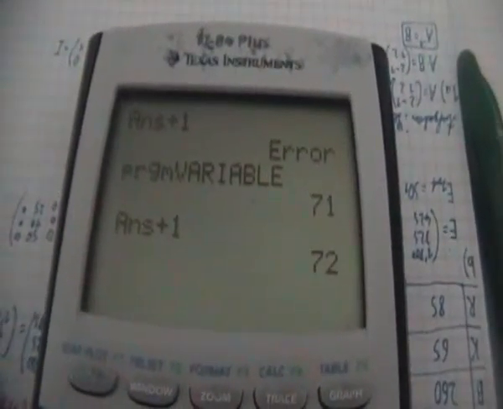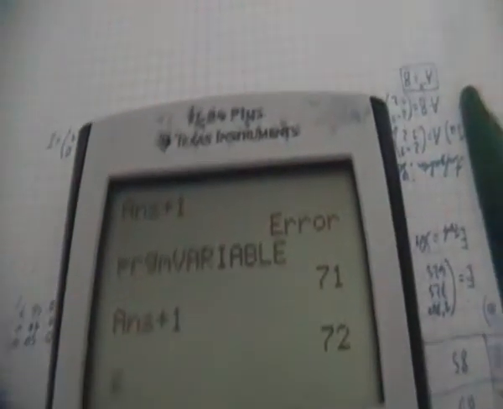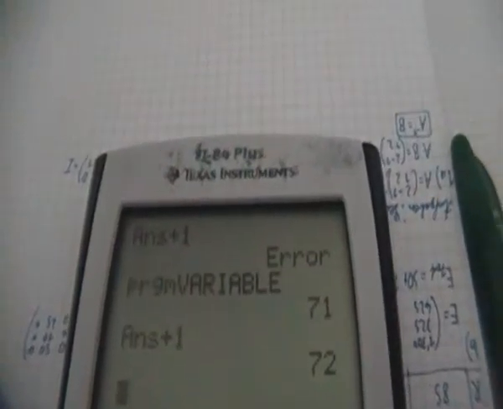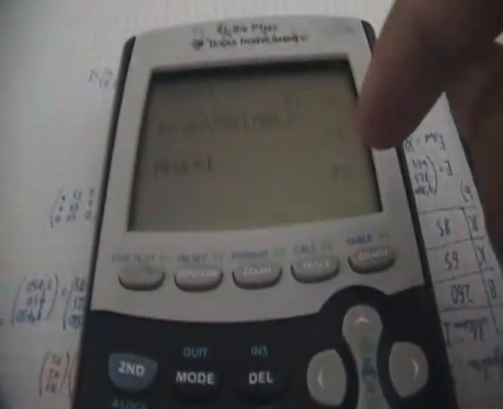Hi everybody, today I will show you how you write a matrix on the TI-84 Plus calculator.